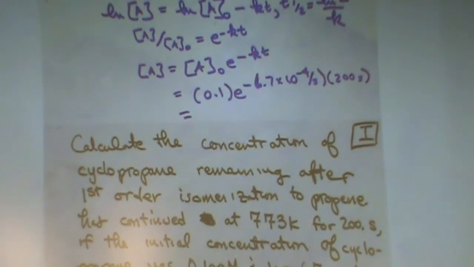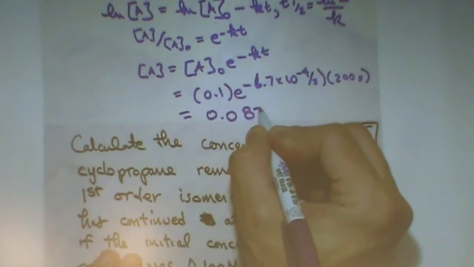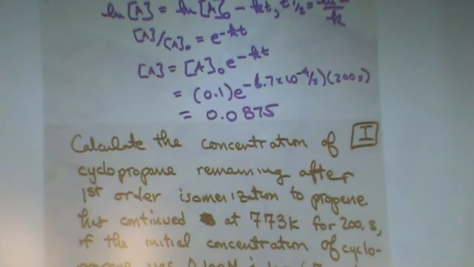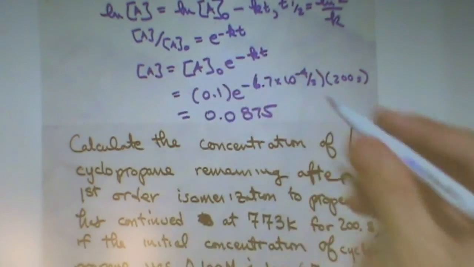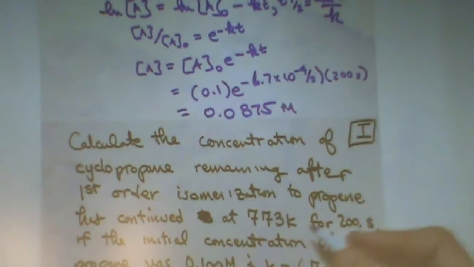First of all, is it going to be a bigger or smaller number than 0.1? Smaller. It's reacting, it's going away. So it turns out to be 0.0875. What are the units? It's a concentration, and this concentration was in molar, so it better be molar. And that's my answer.